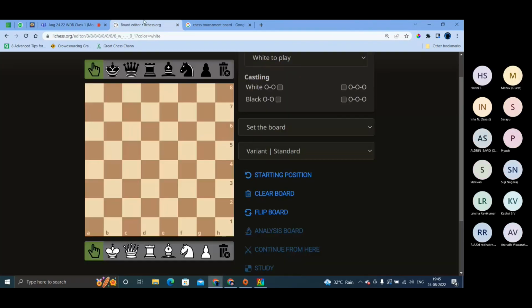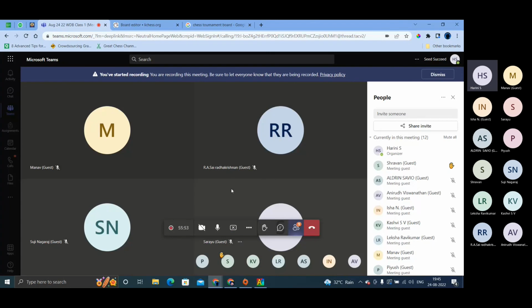Shravan, tell me about F5. F5. So you have to locate it first. Light or dark? F5. Light square, ma'am. Very good. Okay, so can we finish today's class?